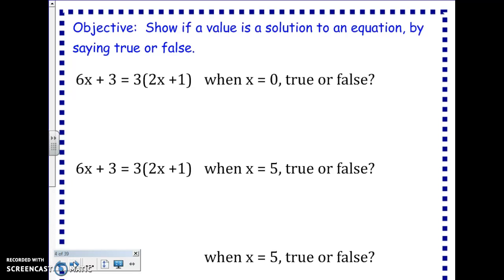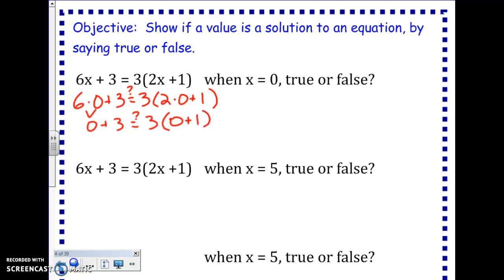Okay, and then finally I have a couple more examples for you. Again, if you get the idea and you want to stop here, you can. I have this next equation where I'm going to put 0 in, see if this is true. So my first step should be to substitute it in everywhere, and then my next step should be to use order of operations. This is going to be 0 plus 3. This is still 3 times 0 plus 1. 0 plus 3 is 3. 3 times 1 is also 3. So this is a solution because 3 equals 3.